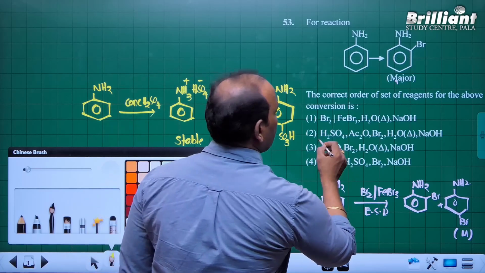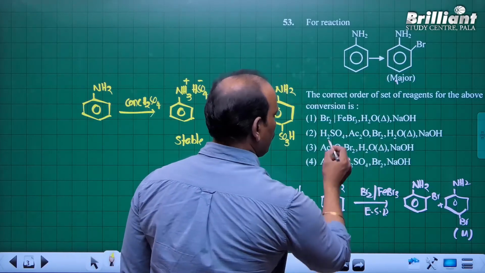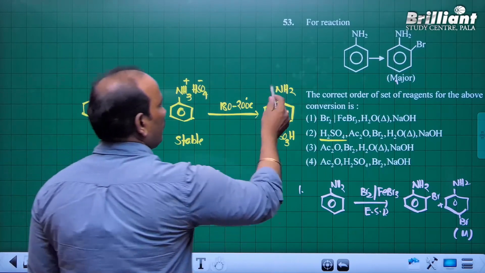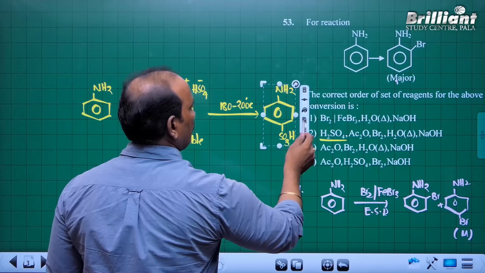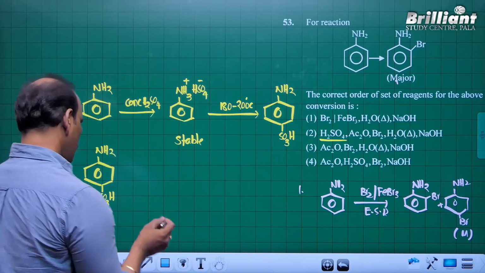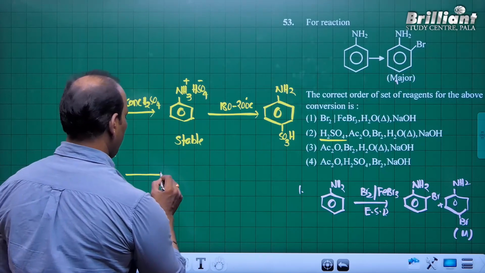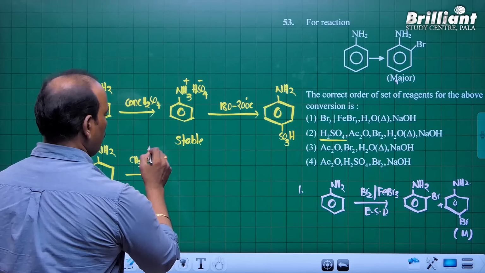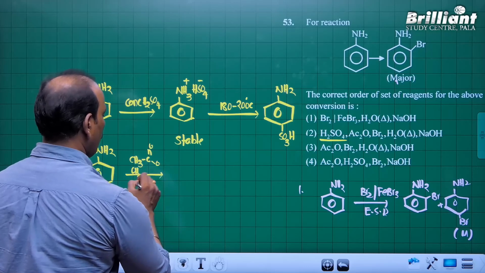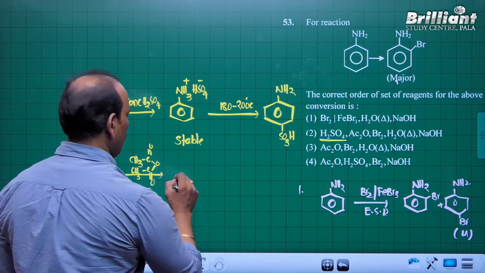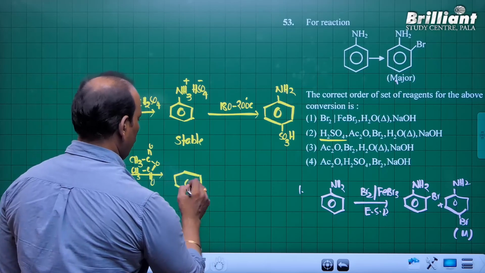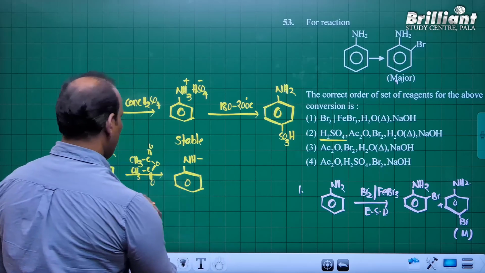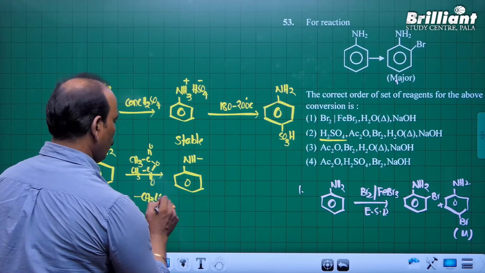This is up to here. Now what is the next one? This is treated with acetylation, CH3 C double bond O, CH3 C double bond O, then NHCOCH3, that is minus CH3COOH.